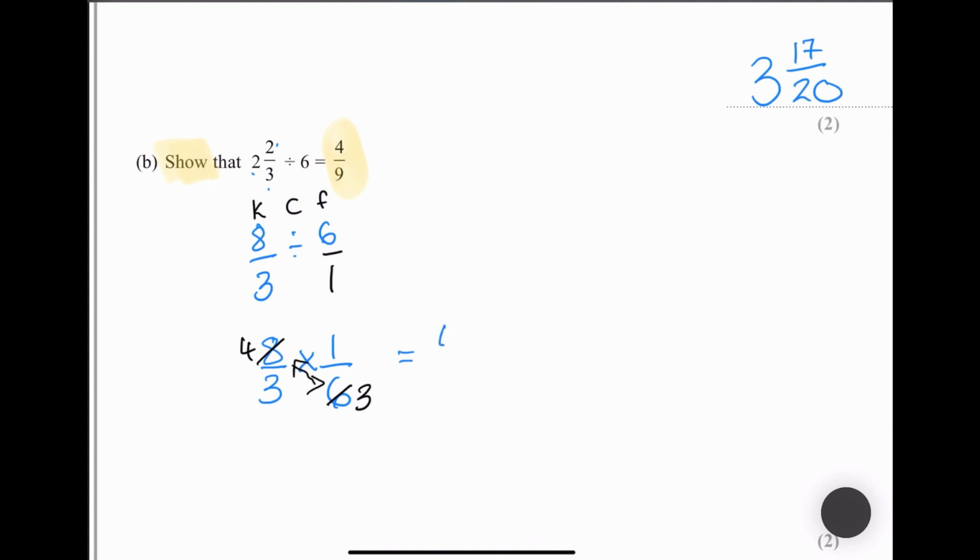4 times 1 is 4. 3 times 3 is 9. And that's what we needed to show. So job done.